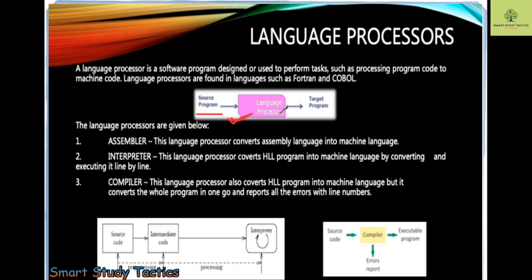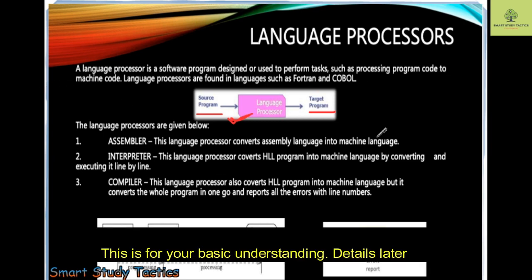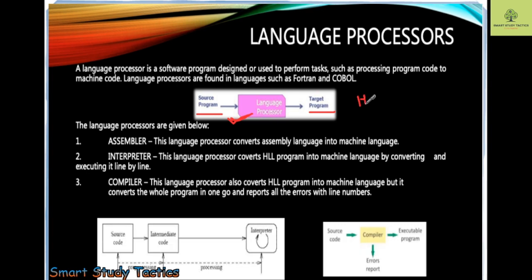You can see a source code and the target program. So what is it? It is providing a mediation, meaning in the middle path. As the operating system provides the path between human and machine, it is providing the path between program code and the target program. So what is it exactly? A language processor is a software program designed or used to perform tasks such as processing program codes to machine codes. Meaning we have to convert high level language to machine language. Okay, HLL to ML. So this is the work of a language processor.